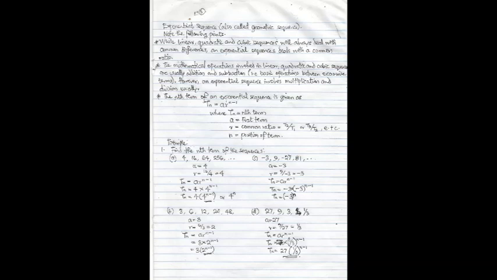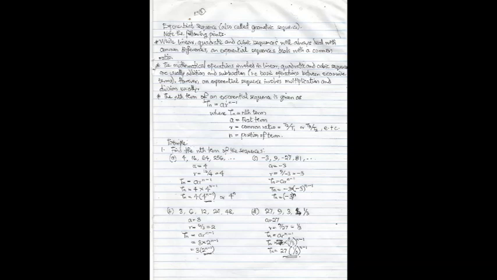Alright. The last thing you should also note is that the nth term of an exponential sequence is given as Tn equal to a times r raised to the power n minus 1. And of course, Tn as usual means the nth term, a means the first term, r is the common ratio, and the common ratio is gotten by dividing the second term by the first term.